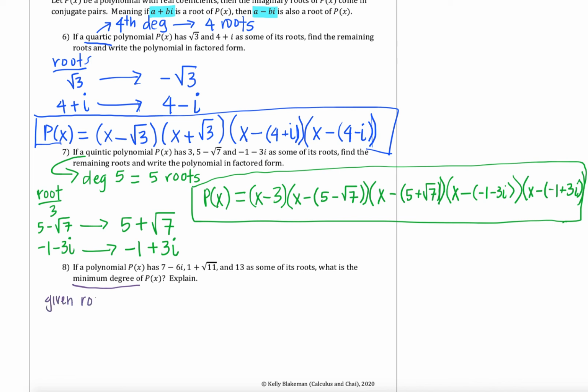Well, why don't we list our given roots? How many roots are we given in this problem? So we're given 3 roots. We have 7 minus 6i. We have 1 plus the square root of 11. And we also have 13. Those are our 3 given roots that we have. Based off of this, why don't you write out our list of what our other roots are going to be as well, using our conjugate root theorem that we have.